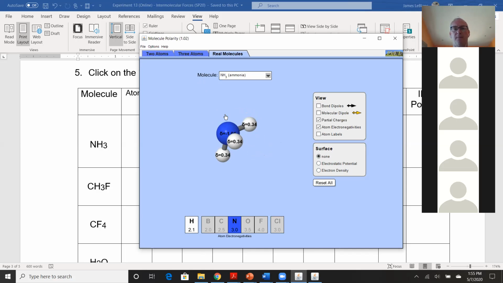equal 0. Because this is a neutral molecule. This is not an ion. Even though the partial charge on the nitrogen is so great that it basically acts like an ion. It has as much attracting power to pull positive charges to it as a negative ion would. That's how electronegative it is.